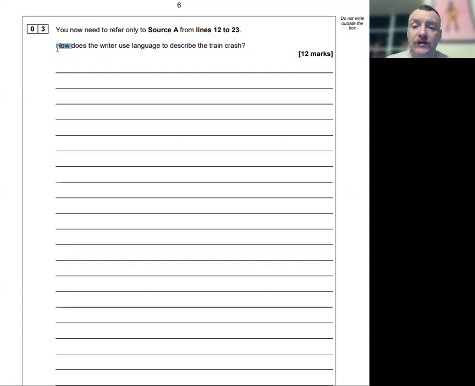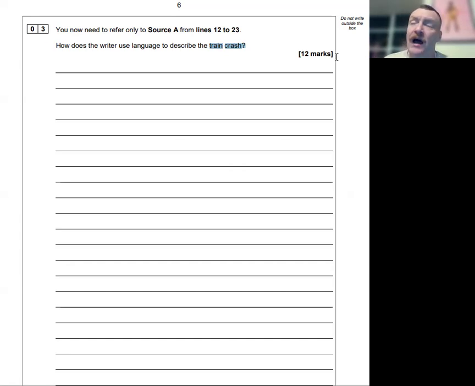Okay, and the focus of the question is solely about the train crash. We're not interested in anything else. We're solely focusing on the train crash itself. How is it described? Is it a violent crash? Is it a calm crash? We've got some clues already, but that's what we're focusing on. We want to analyze the language in depth and think about, right, what is the writer trying to show us about this event and why? What effect? What are they trying to make us think and feel?